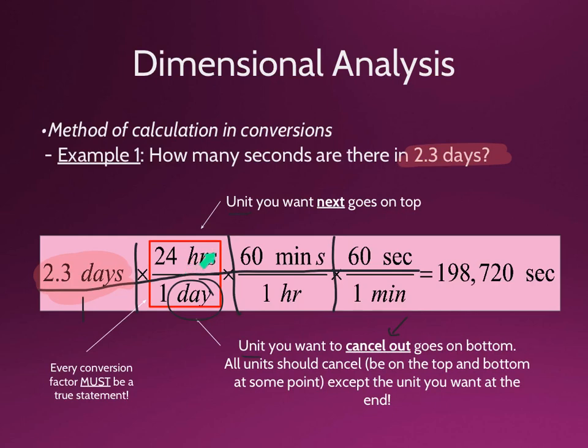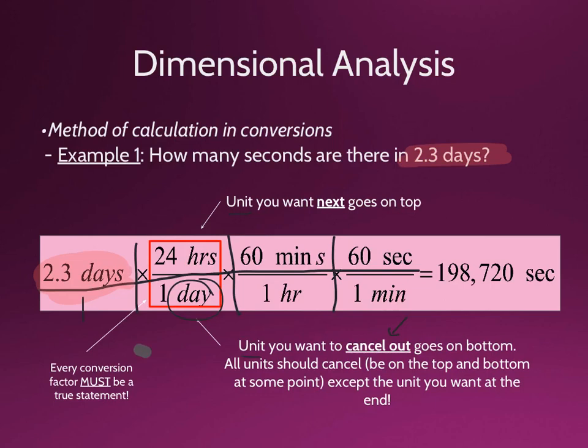Well, hours is not the unit I want in my final answer. It is what I need to use next, but it's not my final answer because the question said seconds. So I would then put hours in the bottom of the next conversion factor. Logical progression down would be to go to minutes. Minutes is not what I want in my final answer, so I put minutes in the bottom of the next conversion. The logical progression then would be to go to seconds. Then I can start plugging in my numbers, and please make note of this.